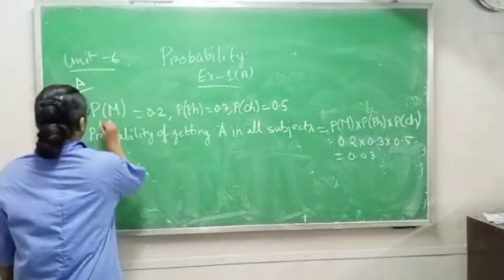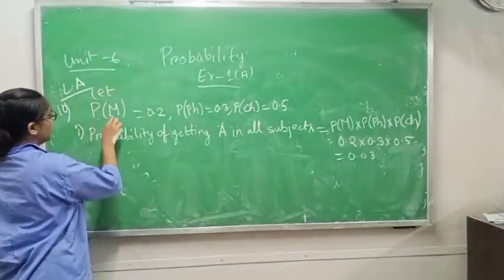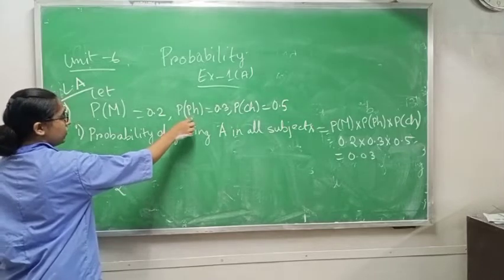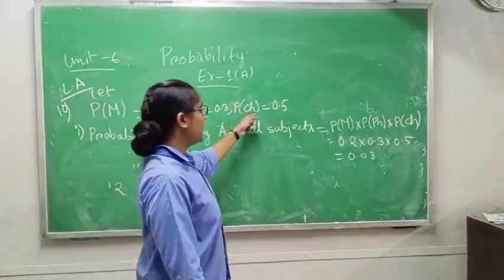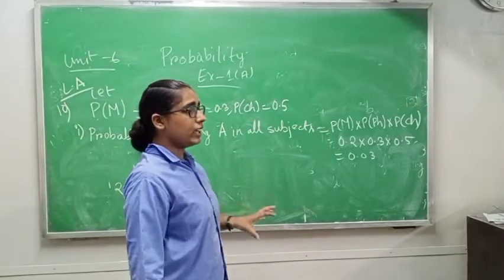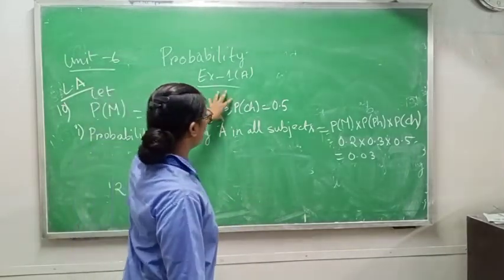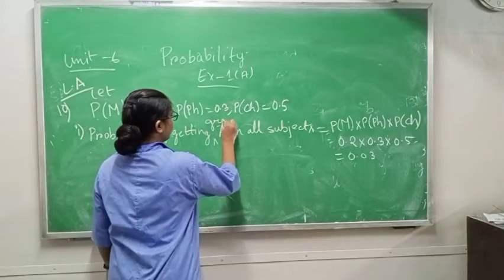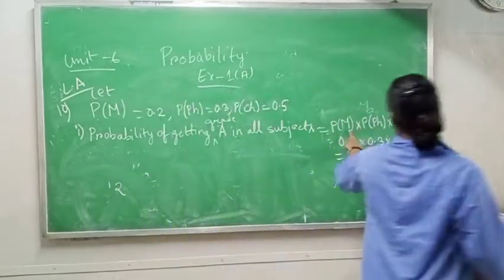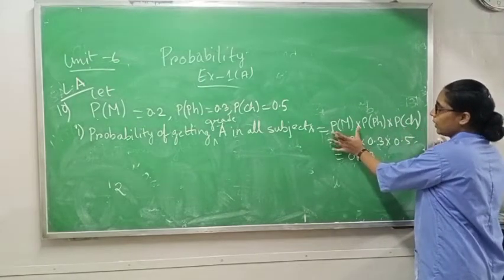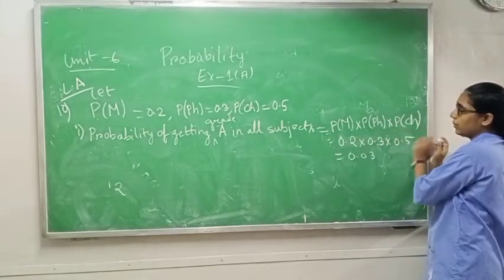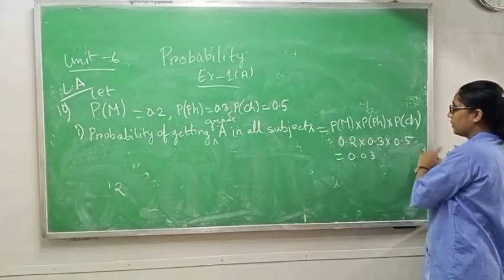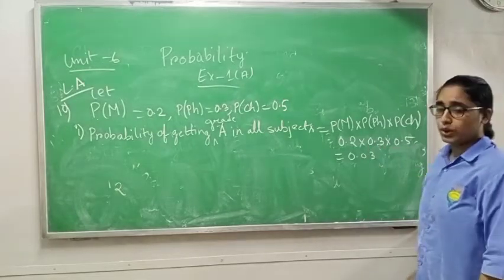In all subjects, the probability of getting grade A in maths is 0.2, in physics 0.3, and in chemistry 0.5, as given. So the probability of getting grade A in all subjects is P(M) into P(PH) into P(CH), meaning probability of mathematics, physics and chemistry. Multiplying 0.2, 0.3 and 0.5, you will get 0.03.